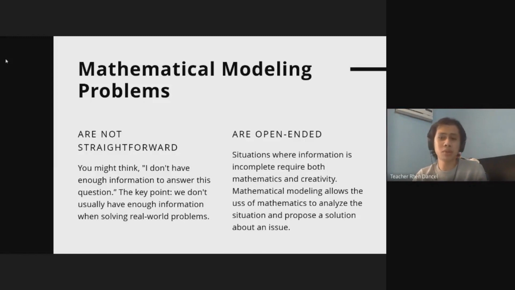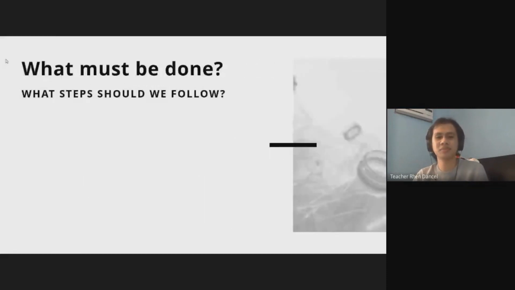Mathematical modeling problems are also open-ended. Since it's open-ended, it allows us to use creativity and our skills in mathematics to complete the information that we needed to solve the problem. It gives us an opportunity to analyze the situation using the lens of mathematics and then propose a solution about an issue using the model that we created.